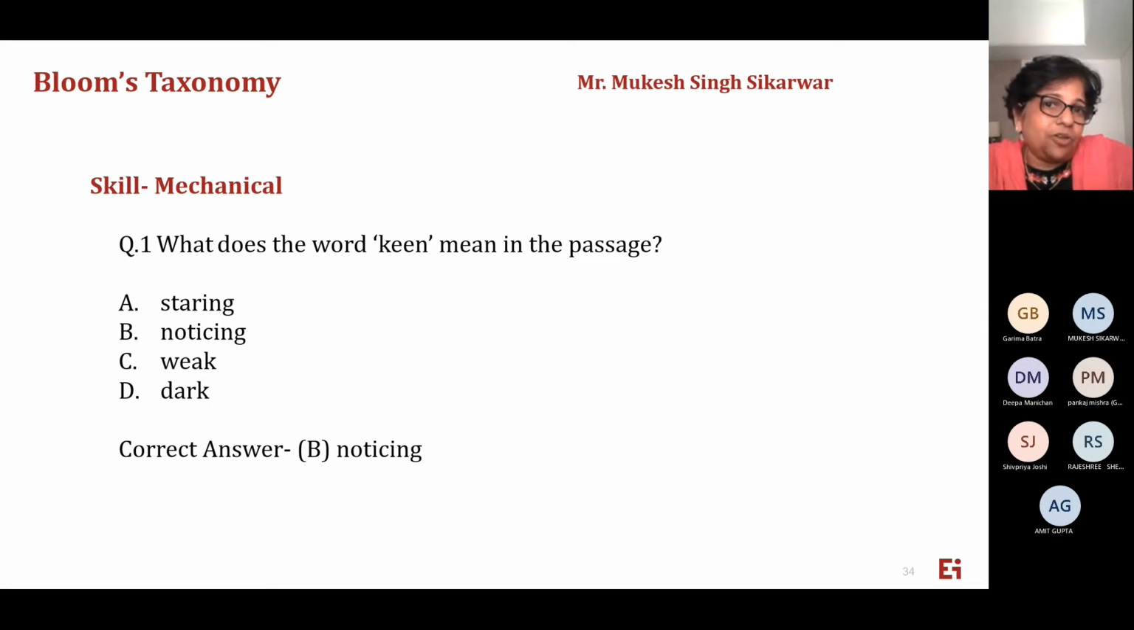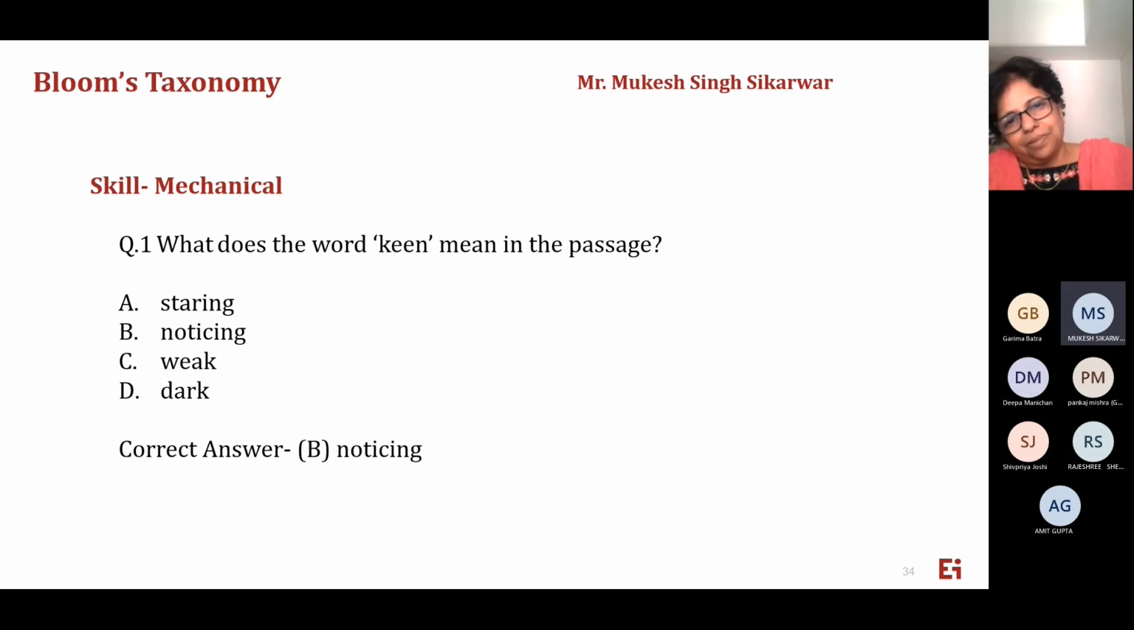You will say that it is not another meaning of keen. It is not a meaning of keen. See, that's why I've added it as a distractor. Staring is a distractor here, and noticing is a more appropriate meaning of keen in the given passage, or in the given sentence which was there in the passage.